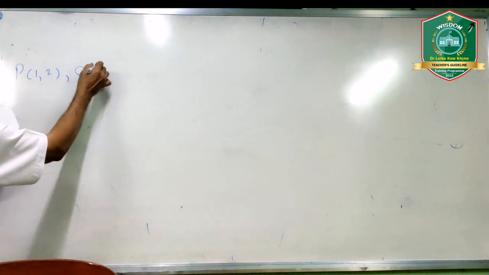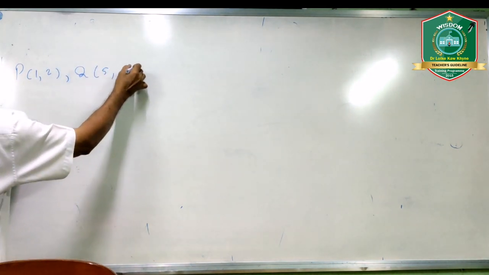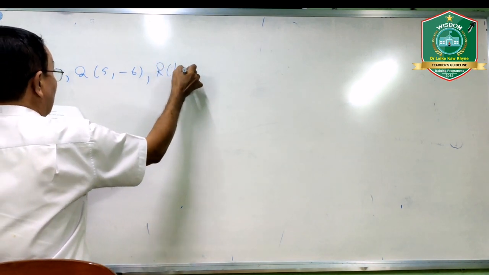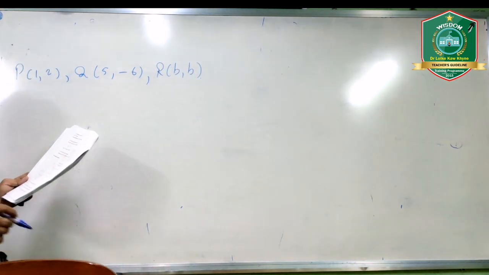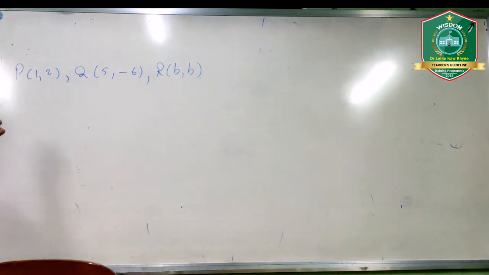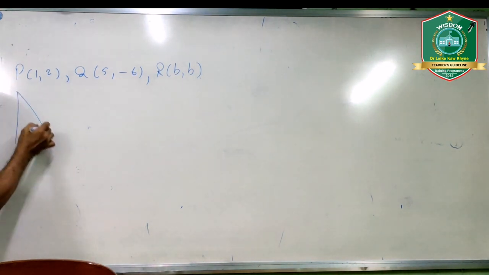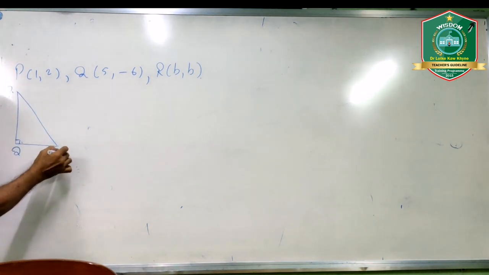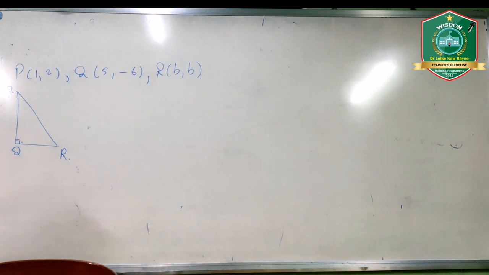Q is at 5 minus 6, R is at B. Determine the value of B. We have the coordinate plane, and we need to determine the value of B.